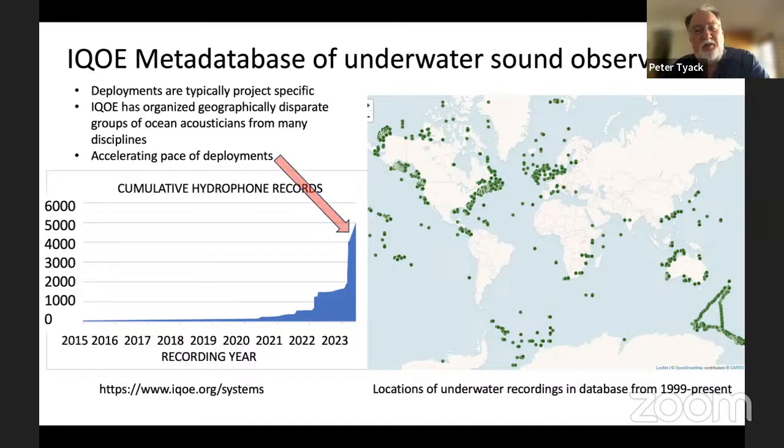The striking thing here is the growth in deployments. So the deployments are typically project specific. They're not put in place in order to help a global observation system. But the accelerating pace of deployments means that we're likely to have an enormous set of data, and we'll just need to have a gap analysis to focus on the areas where the natural expansion of this set of observations isn't sufficient to cover what we need for the global observation system.